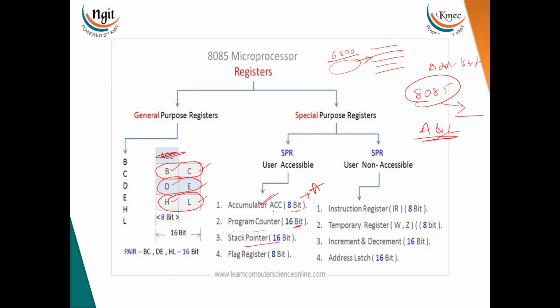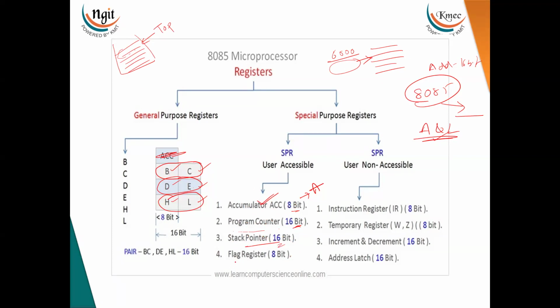Now coming to the stack pointer. Part of the memory locations we use as a stack for processing purposes. If this is the top of the stack, then this top will be held by the stack pointer. So the stack pointer holds the address of the top of the stack. Again, it is holding an address. That's why it is also a 16-bit register.